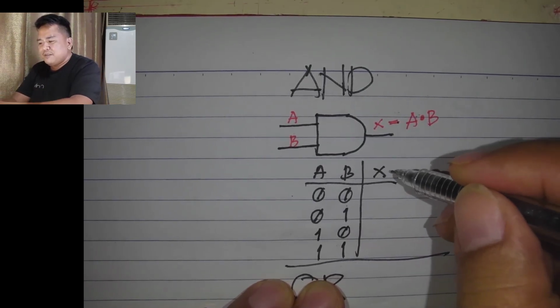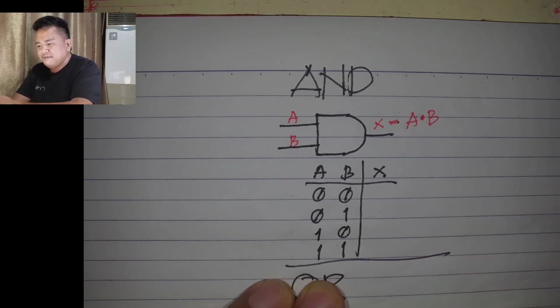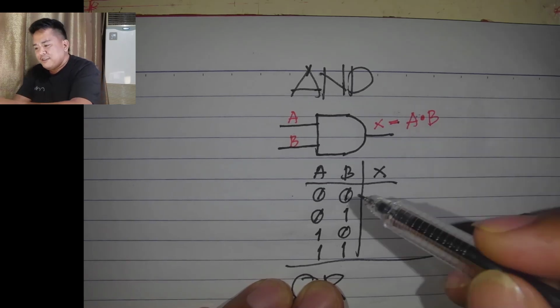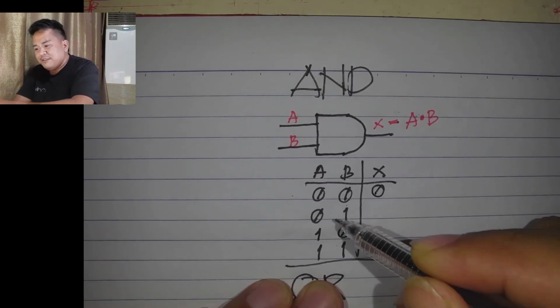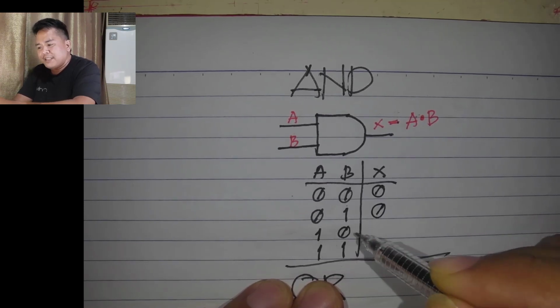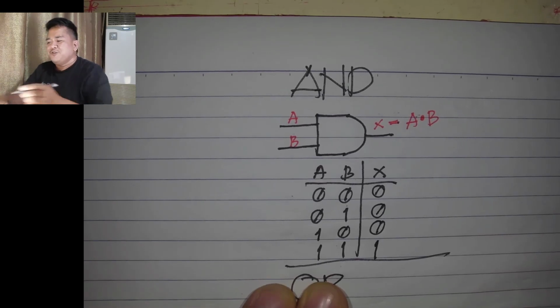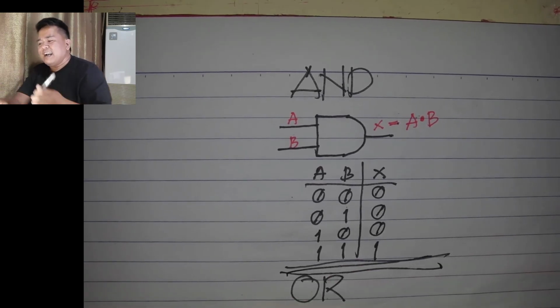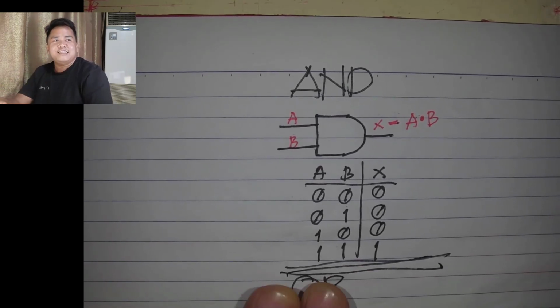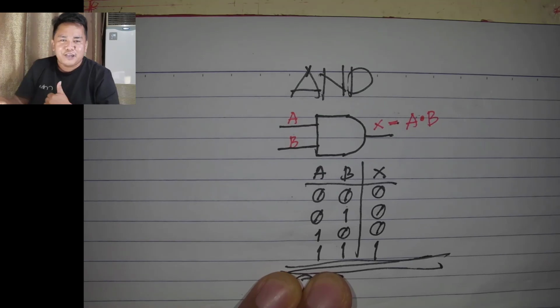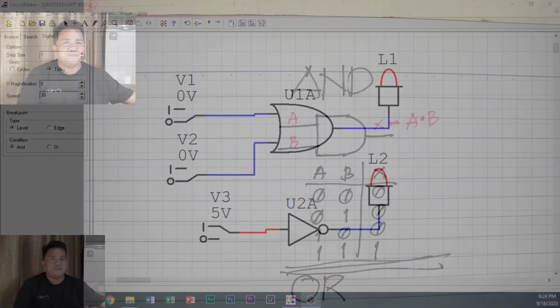Now, yung X. So again, multiplication. Any number multiplied by 0, the answer is always 0, right? So 0 times 0, 0. 0 times 1, 0. 1 times 0, 0. 1 times 1, it's 1. So yun yung behavior ni AND gate. Okay? Klaro ba? Now, proceed tayo with simulation. So, simulate natin si AND gate.